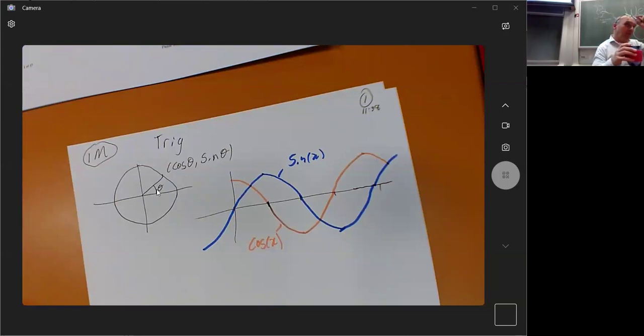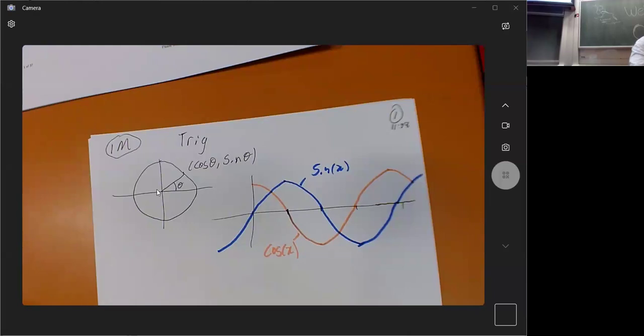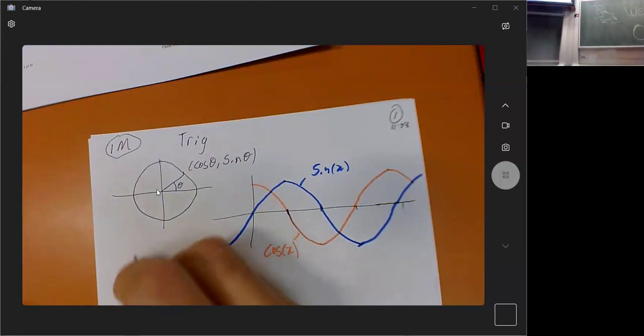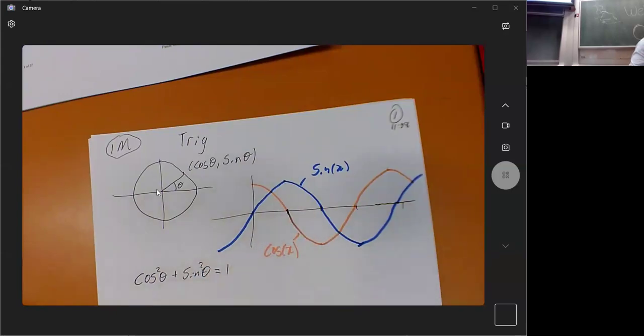So when we're talking about these things, one of the things we might get asked to do. There are a lot of things you can remember, right? There is too much stuff to remember. The first one is the circle equation: cosine squared theta plus sine squared theta is equal to 1. That's the simplest one to remember. We can rearrange that in different ways.